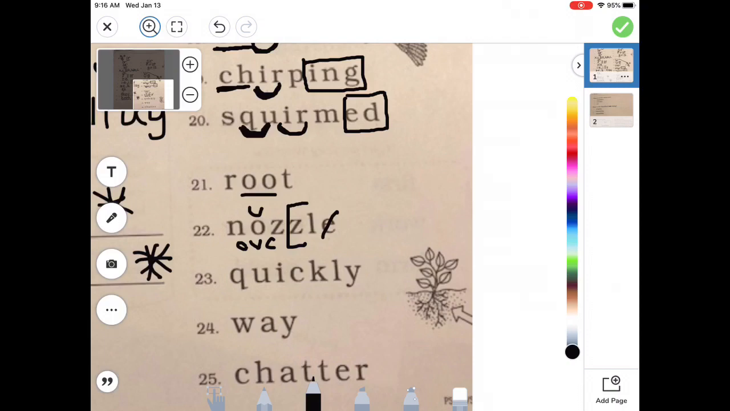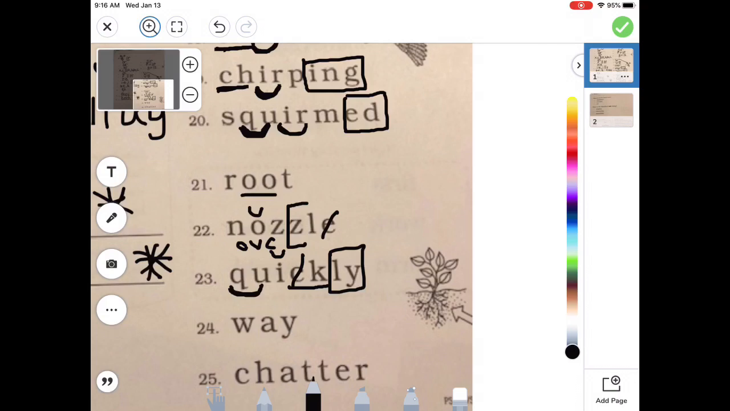How about on 23? What do you see? You've got L-Y, so I'm going to box off the L-Y. Then what else do you have? You've got Q-U, which we're going to put the arc for the letter combination. We've got an I in front of CK, and we know I is always short in front of CK. I've got to underline the CK and cross off the C. So, quick. And what sound does that L-Y make? Lee, very good. So, quickly.